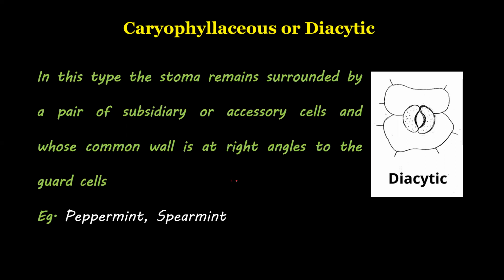See, the position changes. It is like this. They are at right angles to the guard cells. The guard cells are here, right? The subsidiary cells are here. They are at an angle of 90° to the guard cells. It is found in spearmint, peppermint, all these plants. The cells here are perpendicular to the guard cells. In very simple language, I'm telling, they're perpendicular to the guard cells.